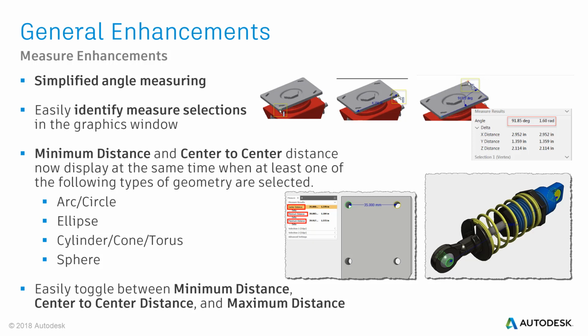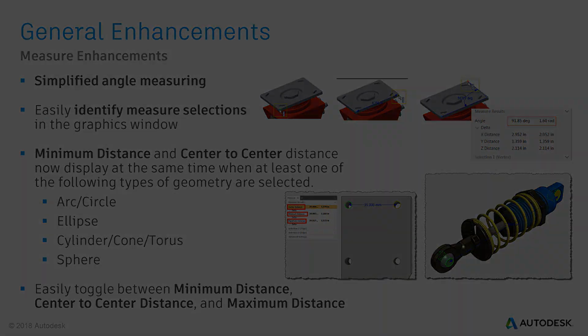Another thing I personally really like on the new measure command. If you need the distance between two holes, the minimum distance and the center to center distance now display at the same time. Additionally, and depending on the used geometry for the measurement, you can toggle between minimum distance, center to center, and maximum distance as well. I think you should definitely have a closer look at this amazing feature. As a small entry point, the following video.